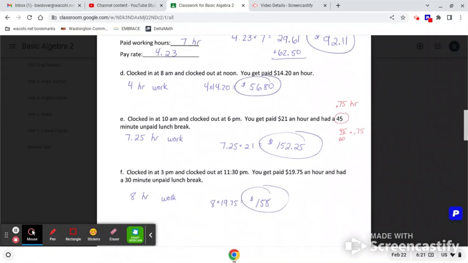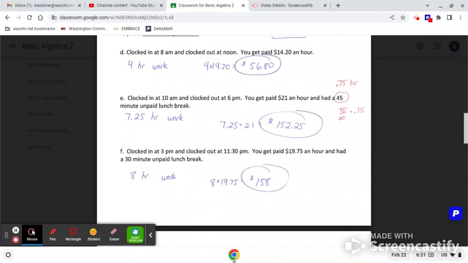Letter D, E, and F are all very similar. Trying to figure out how much you get paid. You just have to make sure that you read it correctly. 45 minutes, I will caution you on letter E, is 0.75. So maybe instead of a 30-minute lunch break, you took 45 minutes because you had to go run an errand, you had to get some gas, you forgot your food, you had to go home to get it. So that's why it was longer than 30 minutes.